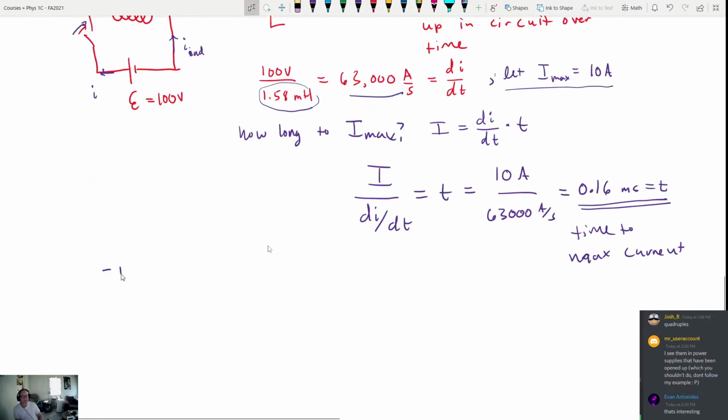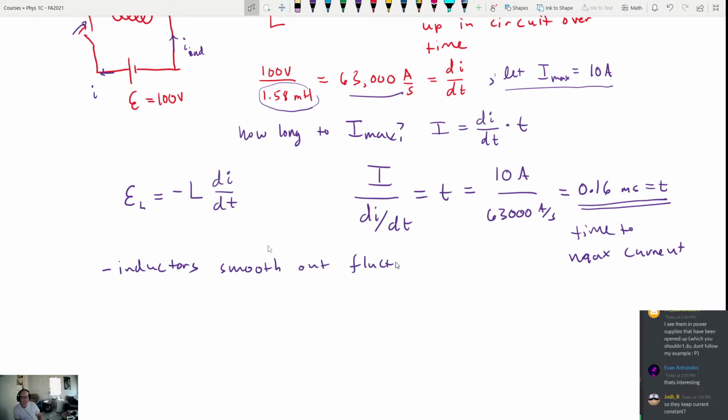So I'm just going to write that down. Inductors, because of this relationship, we call it E sub L, and this is how we're going to write this in the future: E_L is equal to negative L di/dt. So inductors tend to smooth out fluctuations in current. They do other stuff too, but this is just one of the things they do.